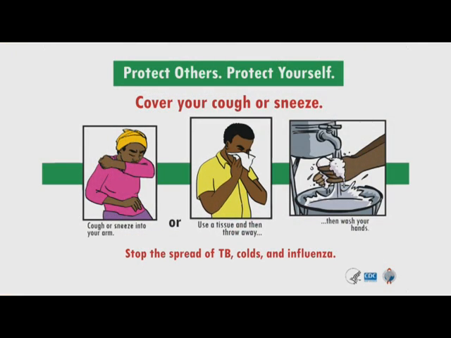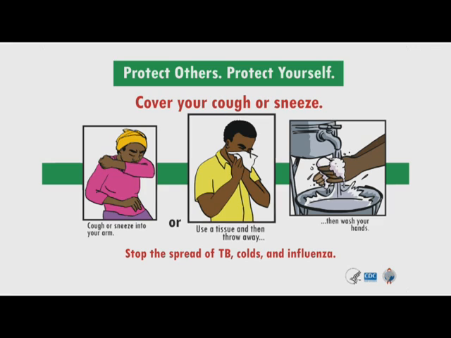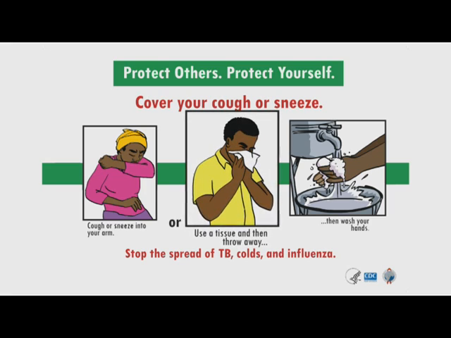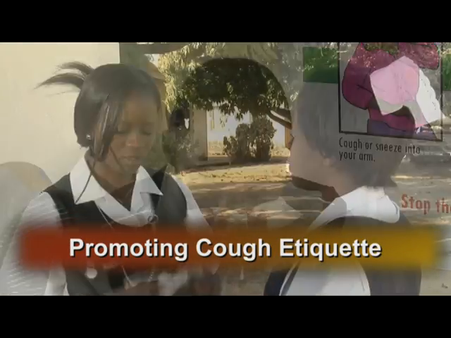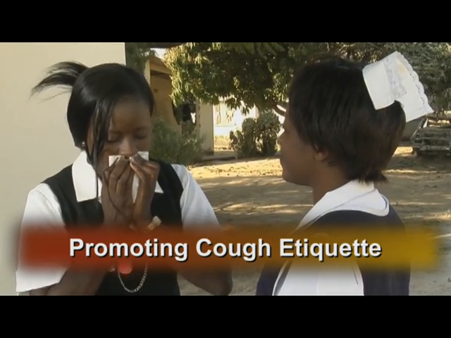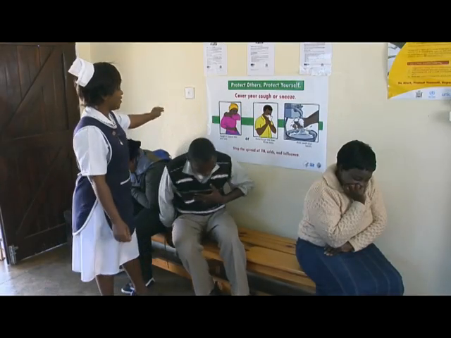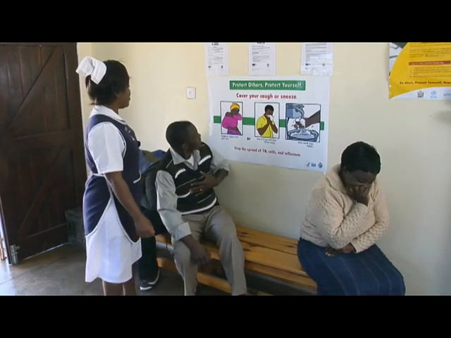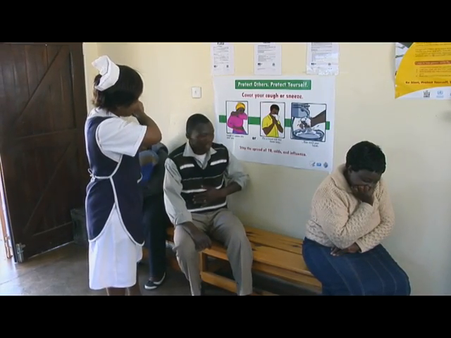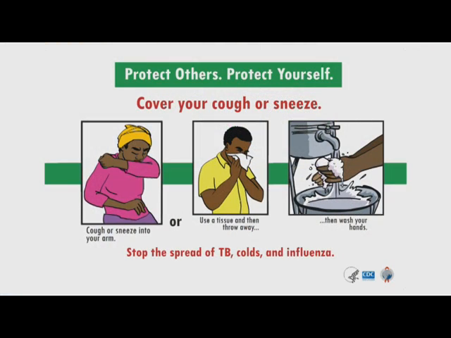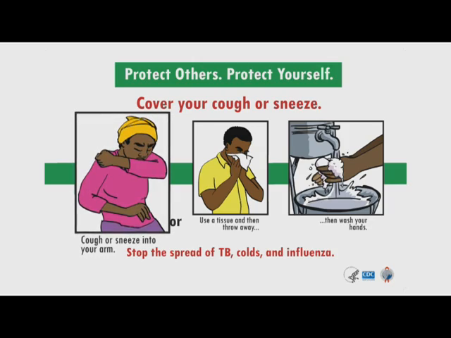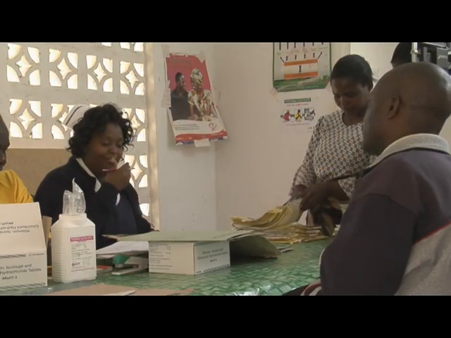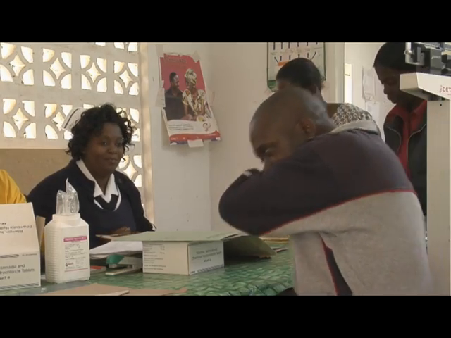Cough etiquette refers to the practice of covering all coughs and sneezes to contain respiratory secretions. All patients, visitors, and clinic staff should be encouraged to cover their coughs and sneezes with a handkerchief or a tissue. When a handkerchief or tissue is not available, coughing or sneezing into the upper arm or elbow is the preferred technique for preventing the spread of infection. This may seem strange, but infection control experts recommend this technique as safer than coughing or sneezing into the hands.